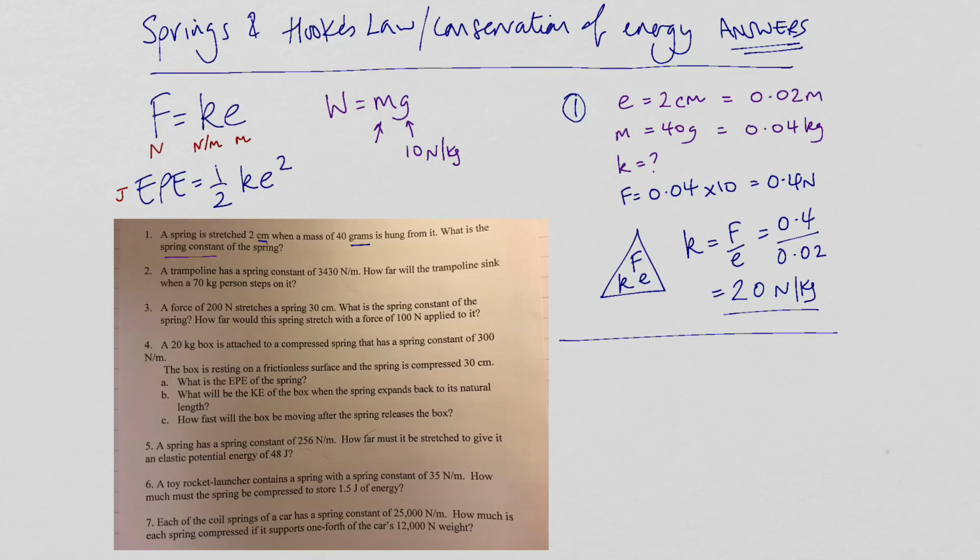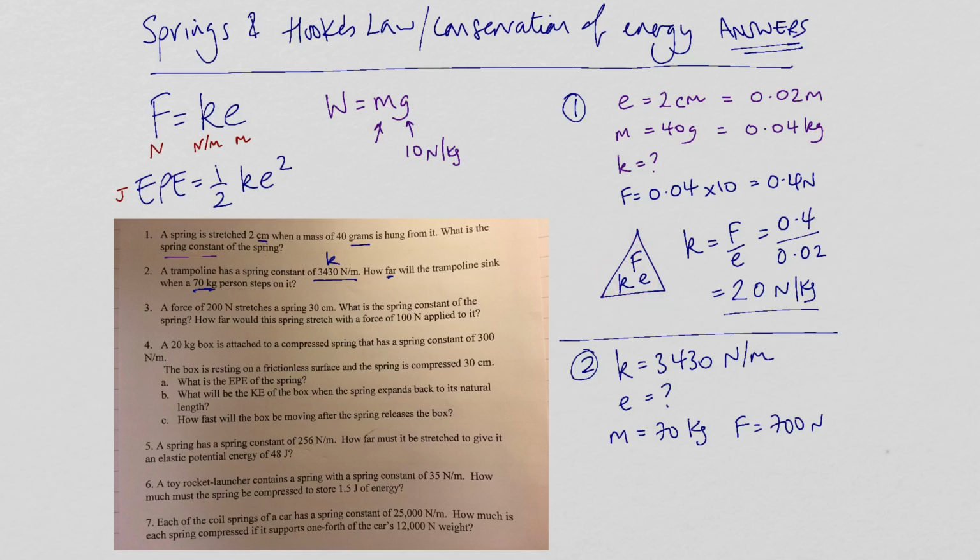For question 2, let's look at the key things. So we've got k, which is 3430, and we're trying to find how far, so the extension, when we have a 70 kilogram person. So we know k equals 3430 newtons per metre. We know the extension is what we want to try and find out. And we know the mass is 70 kilograms. So the first thing to do, like we did before, is multiply the mass by gravity. So again, we'll use 10 for argument's sake. So the force then becomes 700 newtons.